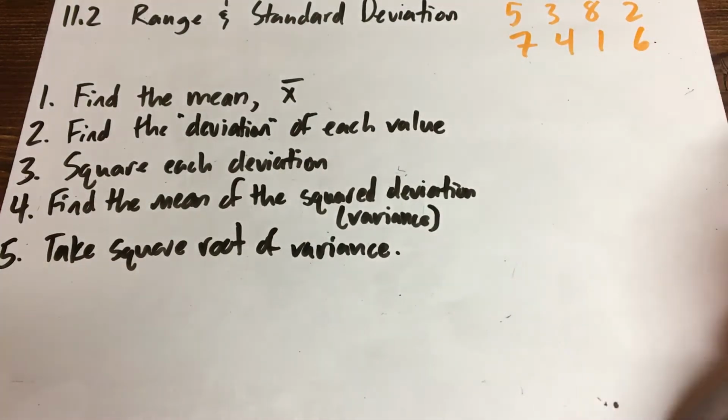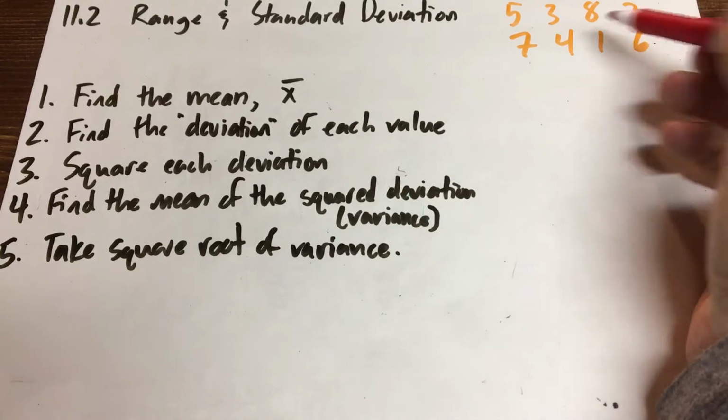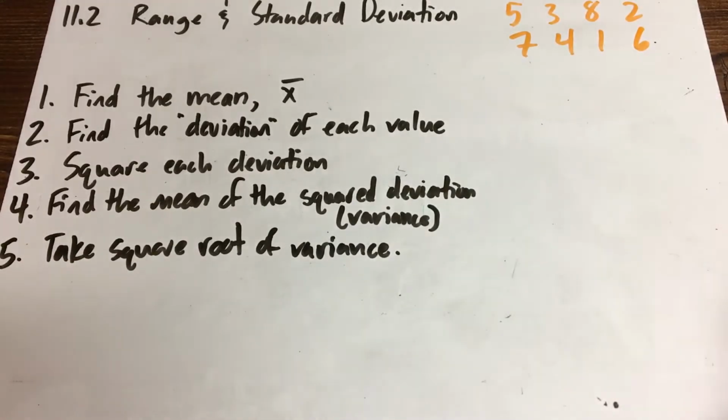And they're going to ask you, hey, find the range. Okay, we all know how to do the range, right? The biggest number minus the smallest number, the range would be 7. They're also going to ask you, what's the standard deviation? Whoa, maybe you forgot how to do standard deviation.